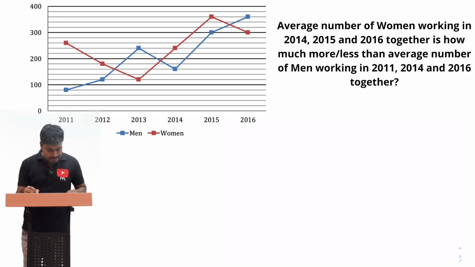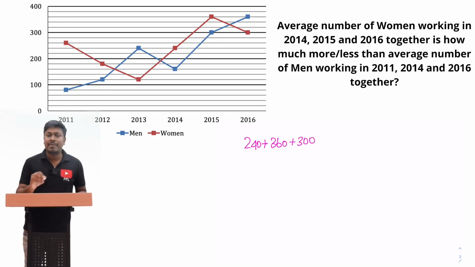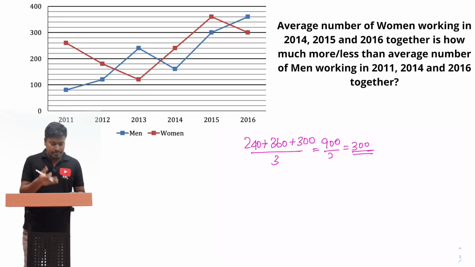So look at the chart. In 2014 the number of women is 240, right? And 2015 is 360 and the last is 300. So we have to find the average for 3 years, so divided by 3. Got it? So this becomes 900 by 3, which is 300. So finally we have found the average number of women for the 3 years.